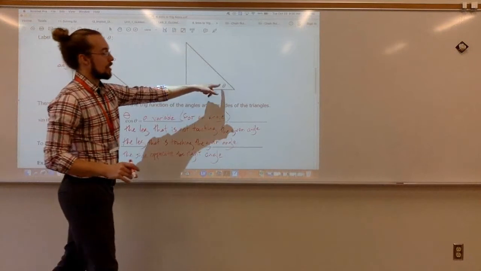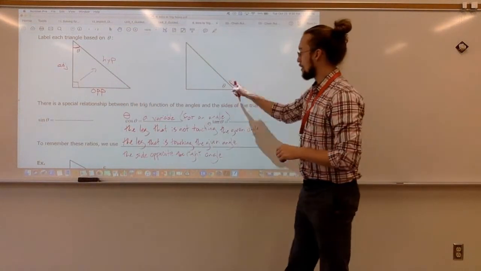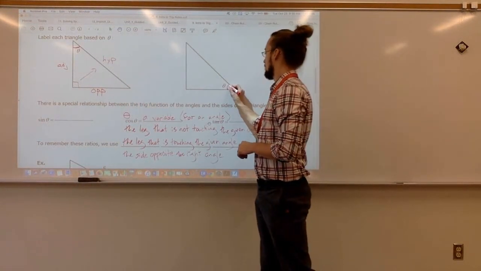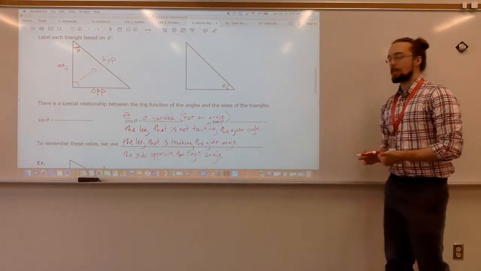Now, on my second triangle here, I put my theta down in the bottom right. What does that change?